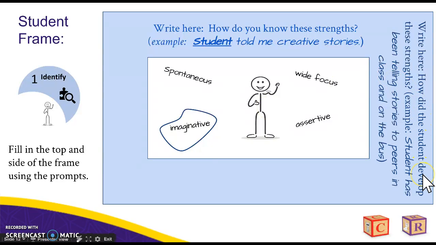On the right side of the student frame, you're going to write, how did the student develop these strengths? And when I look at the student and I listen to the stories they tell, I realize that their peers know about these stories. They tell these stories in the form of little anecdotes to their peers. You can hear little bits of them in class. Students tell me that they hear about them on the bus. And so I know that this student has this tendency to make up these creative stories, and that all in all, peers tend to love these stories that this student creates. So those are examples for my student.